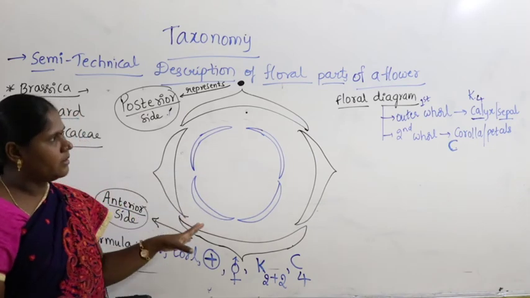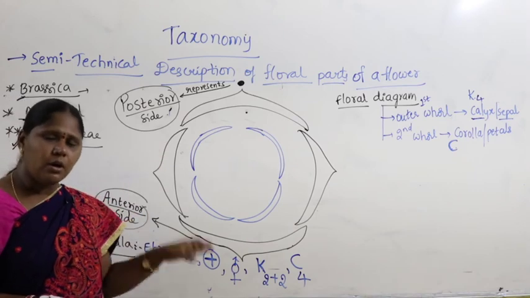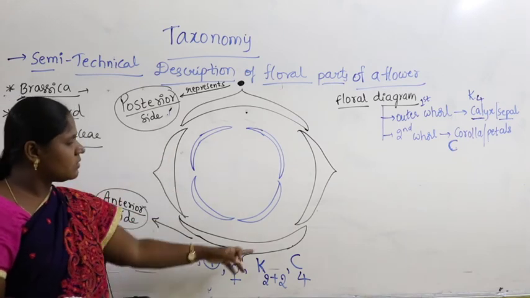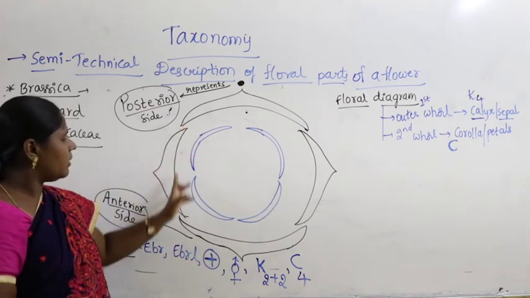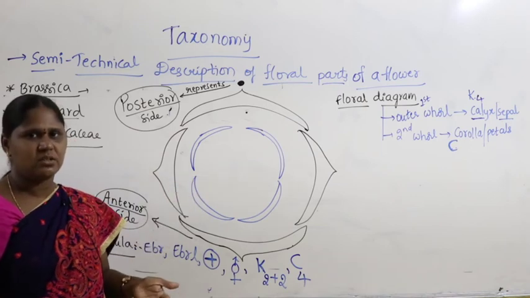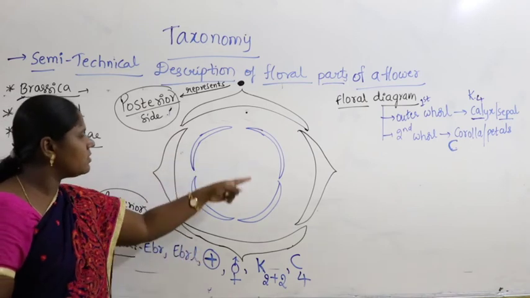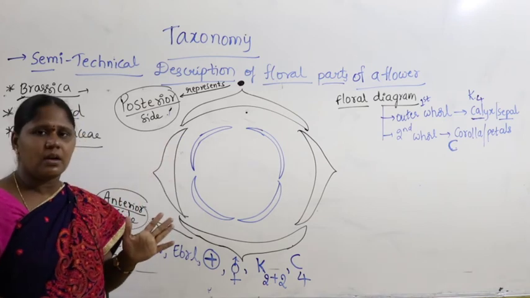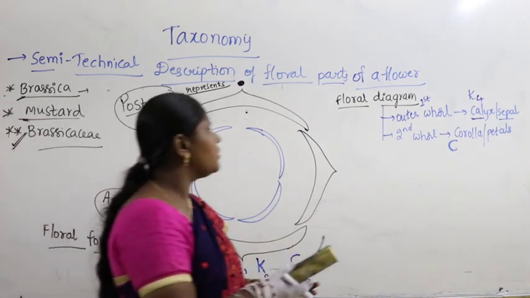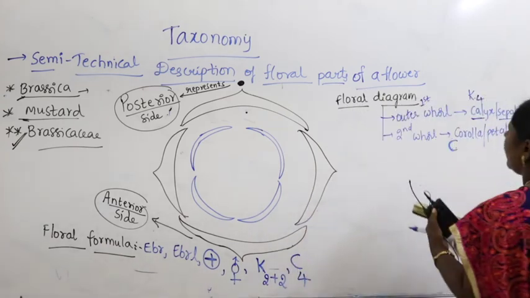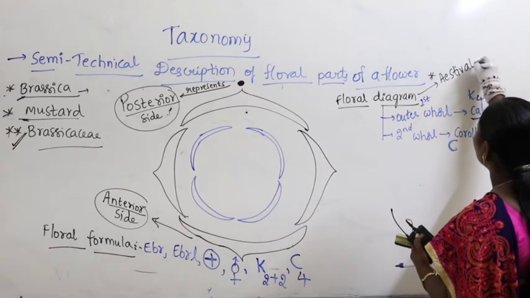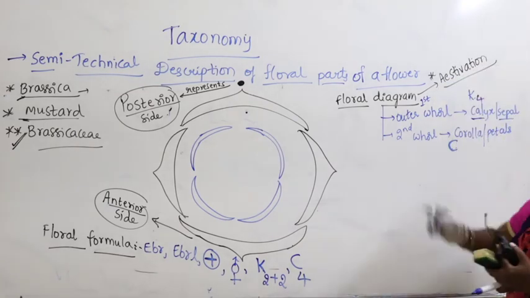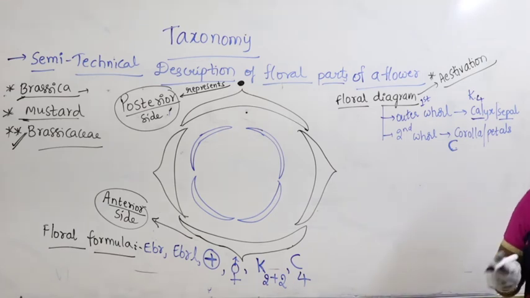Now in the floral diagram, as soon as you see it, you will come to know the aestivation. Here you will see twisted or valvate aestivation. Right? So valvate is this, twisted is this. Looking at the floral diagram, it is possible to study the aestivation. What is aestivation? Aestivation is nothing but the pattern of arrangement of calyx and corolla.